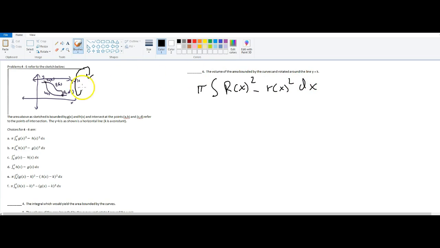Now, why did I choose dx? Because I'm walking this way through my circles. My circles are rotating this way, so I'm walking through my circles this way, which sets my bounds from a to c, because that's my x coordinates for my starting point and my ending point.